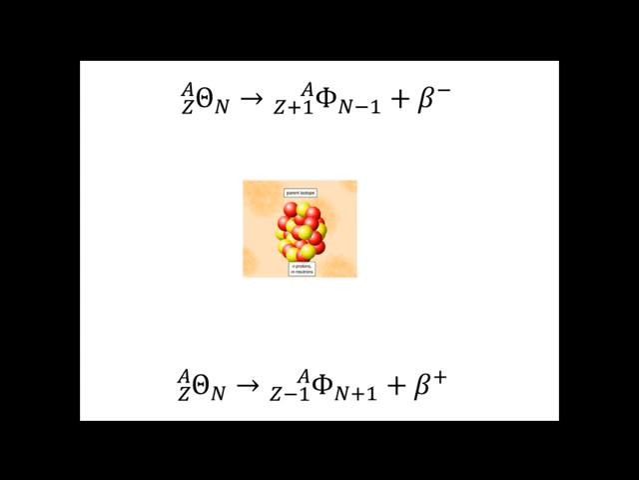During beta minus decay, a neutron within the parent nucleus, again with the symbol theta, spontaneously changes itself into a proton, and an electron is emitted. The emission of the electron is to maintain charge conservation. During beta plus decay, a proton within the parent nucleus, again theta, spontaneously changes itself into a neutron, and a positron, the electron's antiparticle, is emitted. This is again to maintain charge.